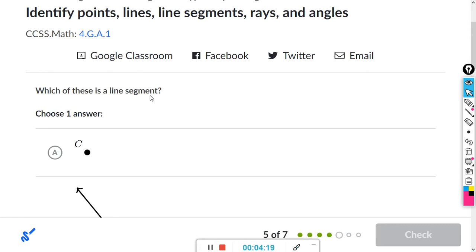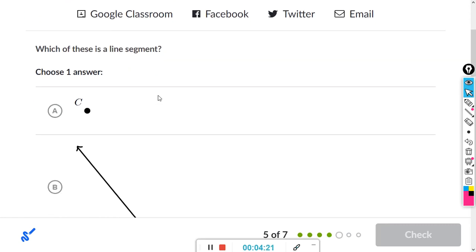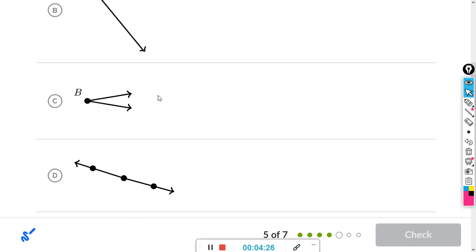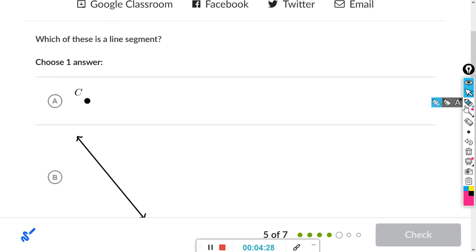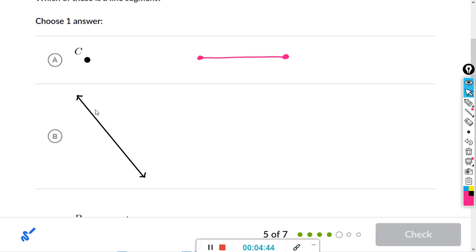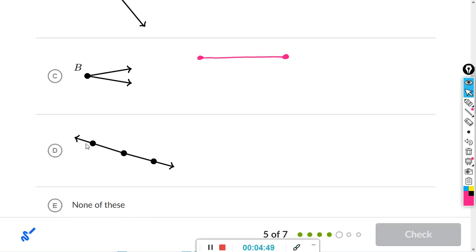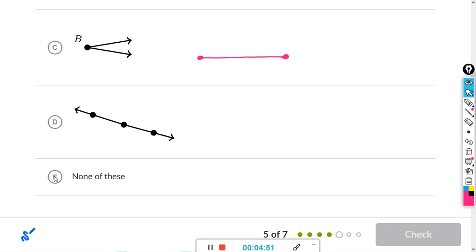Which of these is a line segment? Okay, remember a line segment has two endpoints. All right. So it doesn't look like it's here. If it were a line segment, it would be like this. It would be like that with an endpoint here and an endpoint there. Okay, that's a line segment. But we don't have that here. This is a point. It's a line. That's an angle. This is also a line. It just has the points on it. It's none of the above.